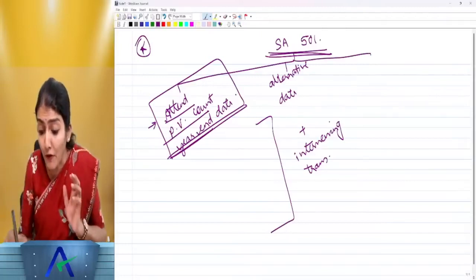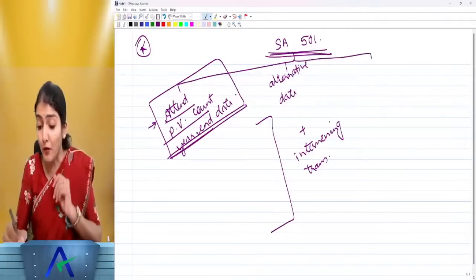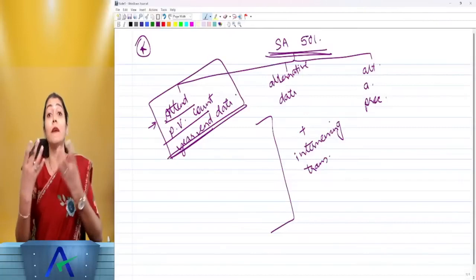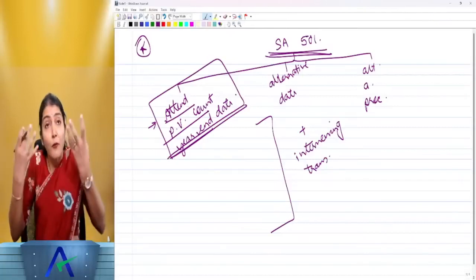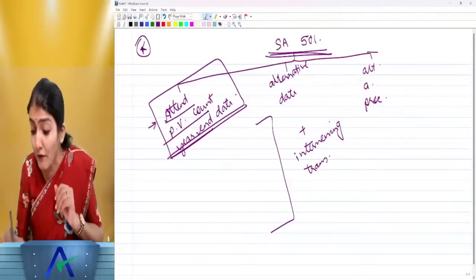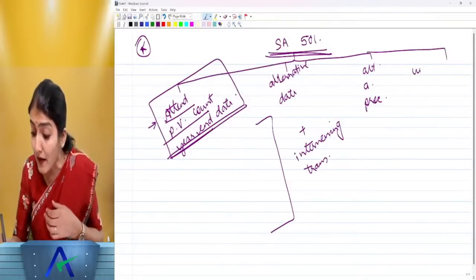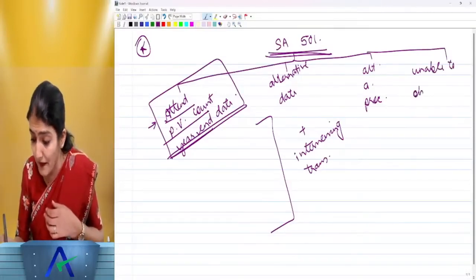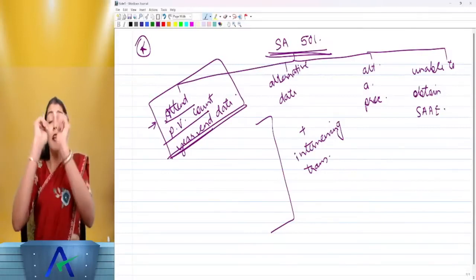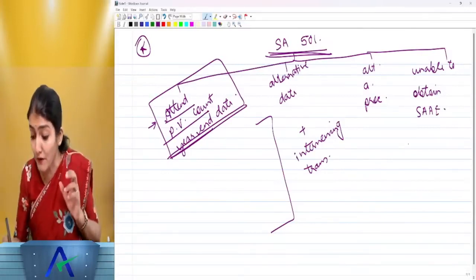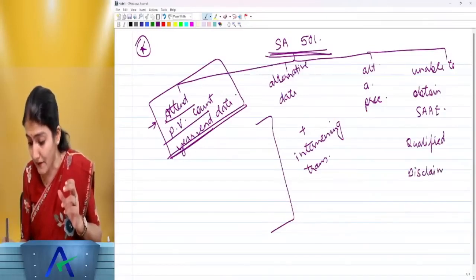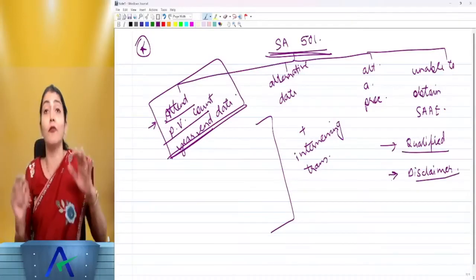See, on the alternative date also, physical verification is not possible. Then what do you do as an auditor? You perform the alternative audit procedures. You can check the documentation regarding the movement of inventory, purchase and sale of inventory. So you perform the alternative audit procedures to obtain sufficient appropriate audit evidence. But even after performing the alternative audit procedures, you are unable to obtain sufficient appropriate audit evidence. That means it's a limitation on scope. And what do you do in case of a limitation on scope? Either you issue a qualified opinion or you issue a disclaimer of opinion, right?